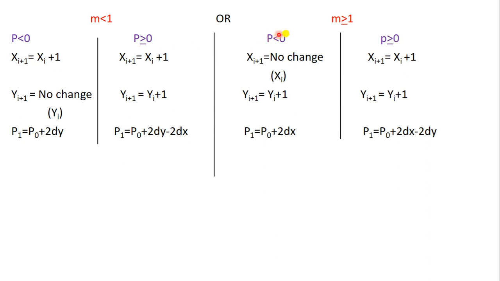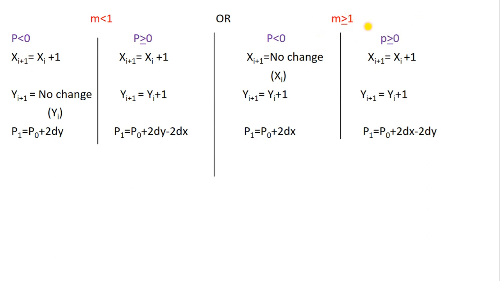So this is all about the case where we get the slope value less than 1. If we get the slope value greater than or equal to 1, then we should apply the other case and ignore this case.